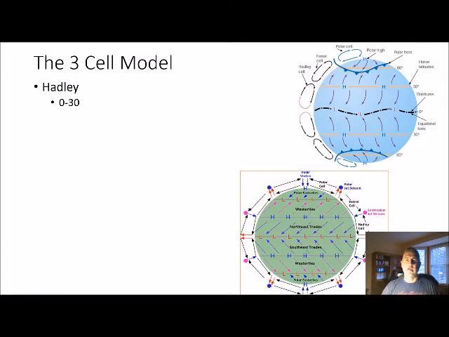And again, it's a model, but the cells will move north and south through our seasons. So for us in the northern hemisphere, the northern Hadley cell will float to the north a little bit more during our summer and back near the equator during the winter. And so will all the other cells. The major wind belt of the Hadley cell is the northeast trade winds.